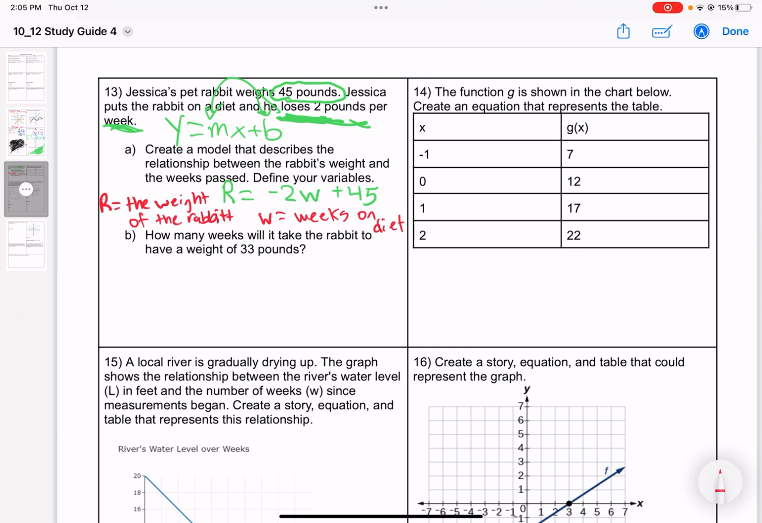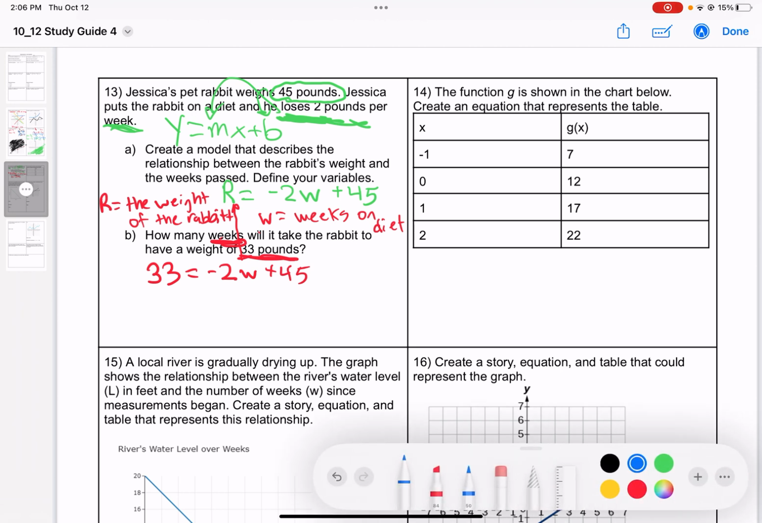Okay, so how many weeks will it take the rabbit to have a weight of 33 pounds? Well, now I can use the model that I created to find this answer. R represents the weight of the rabbit, so this 33 just goes into the R. I'm going to plug in a 33, and I get 33 equals -2W plus 45. It says how many weeks? That's my unknown, which makes sense because I have a W right here that represents an unknown amount of weeks.